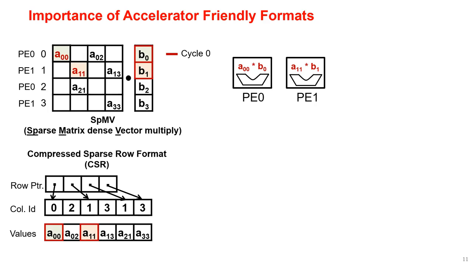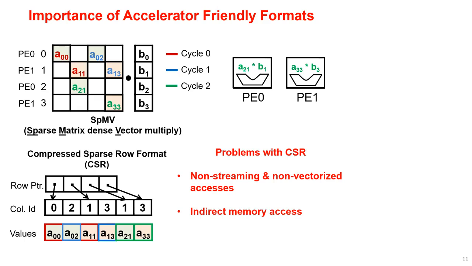As we can see, in the first cycle, CSR results in non-contiguous accesses in the values array, and the same is true for the second cycle. Thus, there are two major problems with the CSR format. It results in non-streaming and non-vectorized memory accesses, and it requires indirect memory accesses. That is, it requires a read to a row pointer array, which is then used to read the values array.